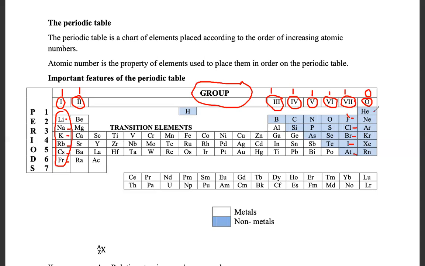Group 0, we've got helium, neon, xenon, krypton, no? Helium, neon, argon, krypton, xenon, and I've forgotten this one. I don't know if it's radon. Radon. Yeah, I don't have my periodic table. I'm just trying to remember the few elements that I know.